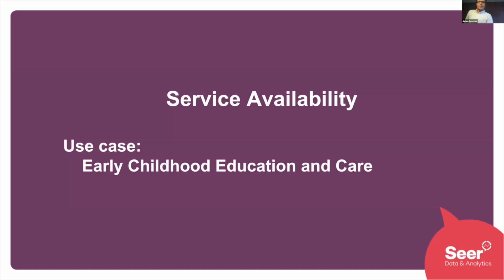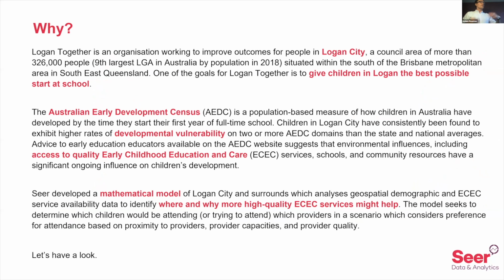So, service availability. This is a model that we built some time ago and refined for the Logan Together organization, who oversee the outcomes of the people in Logan City, which is in Brisbane, in Queensland of Australia. The idea is that Logan Together wants to give children the best possible start in school that they can. So they want to make sure that the kids are as ready to learn and ready for school as they can be when they arrive for their first year of school.